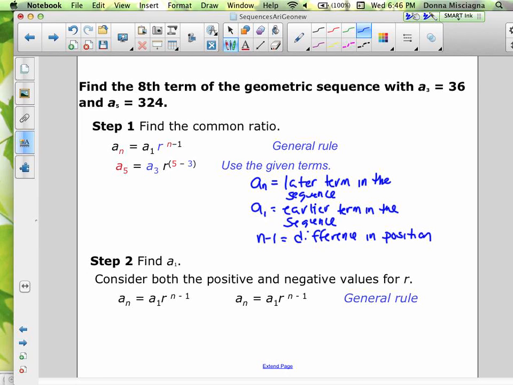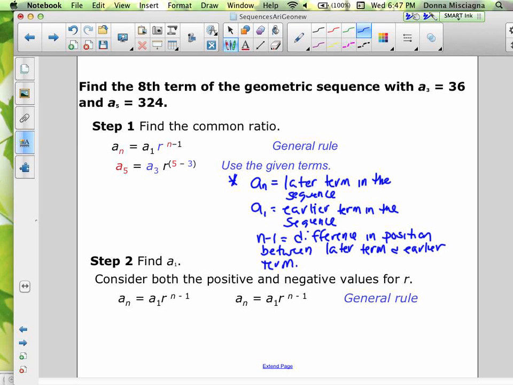So the difference in position, and this one's in your notes. Just add this to your notes as well. So difference in position between the later term and the earlier term. All right, so that's how we're going to solve for our R. All right, so we're going to use the terms we have and the difference between them, because this ratio will hold all throughout the sequence. All right, so we can use other terms so long as we represent their position correctly.